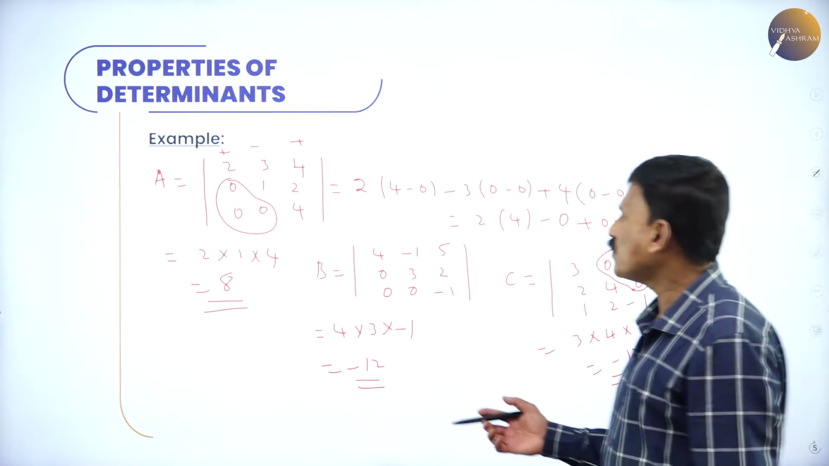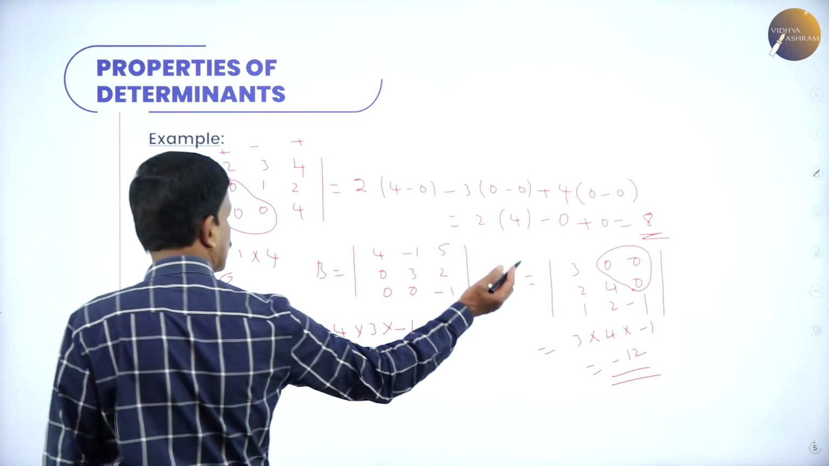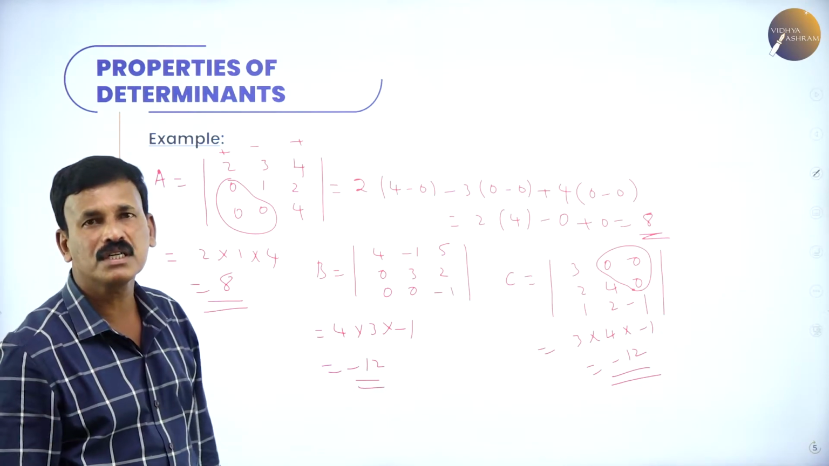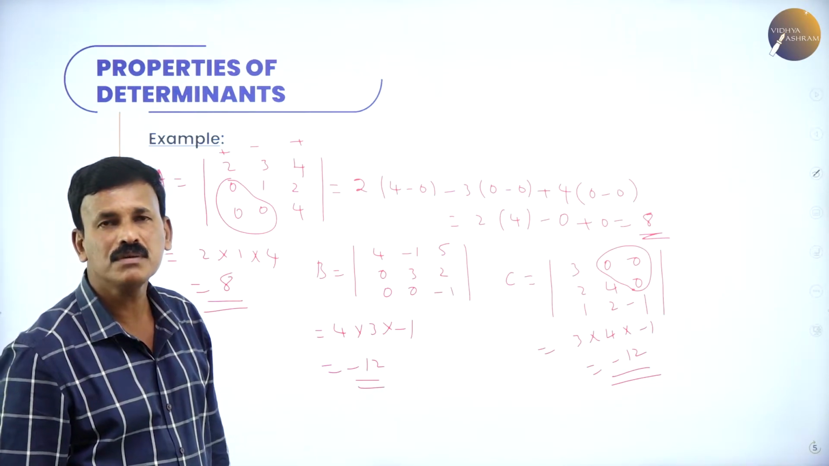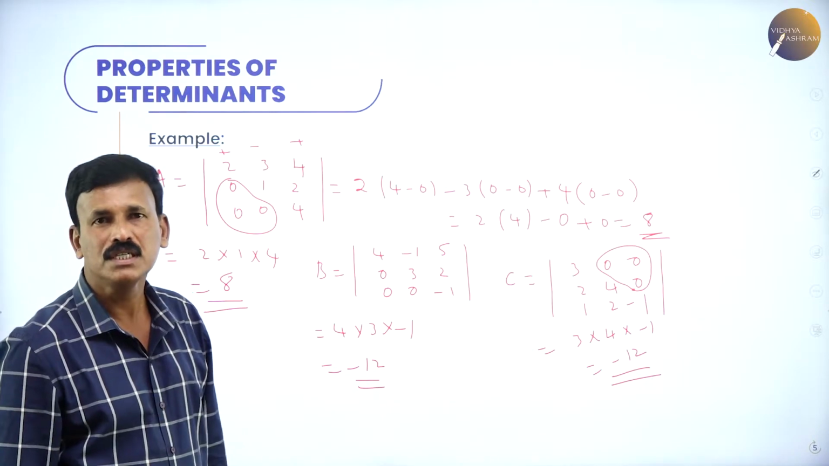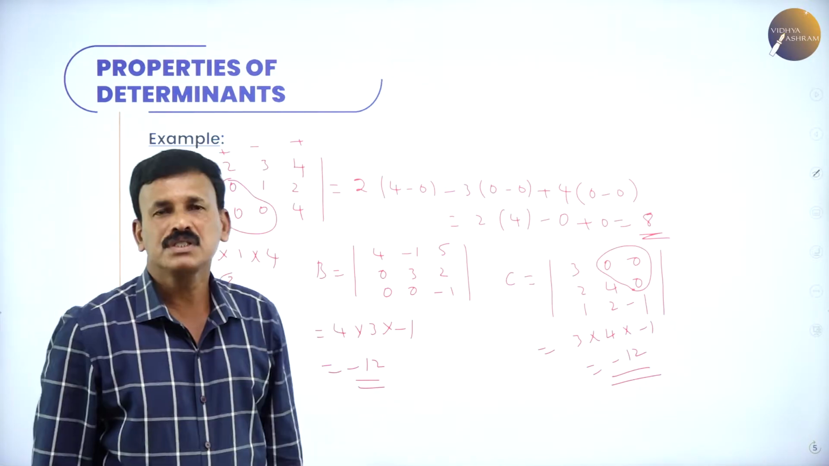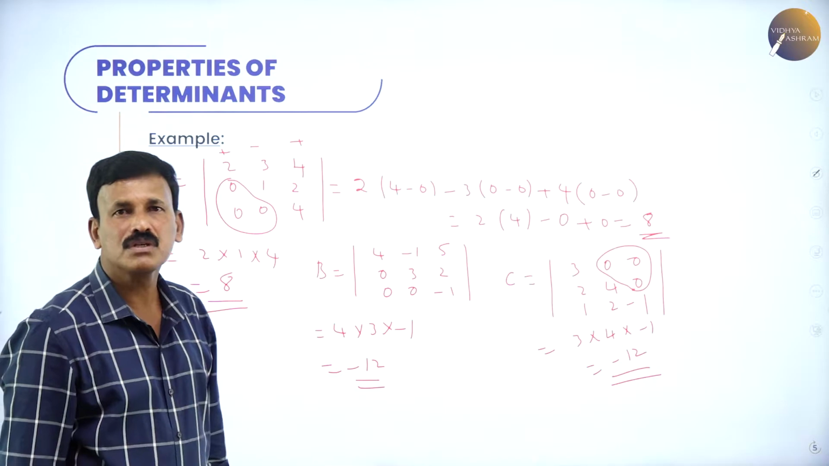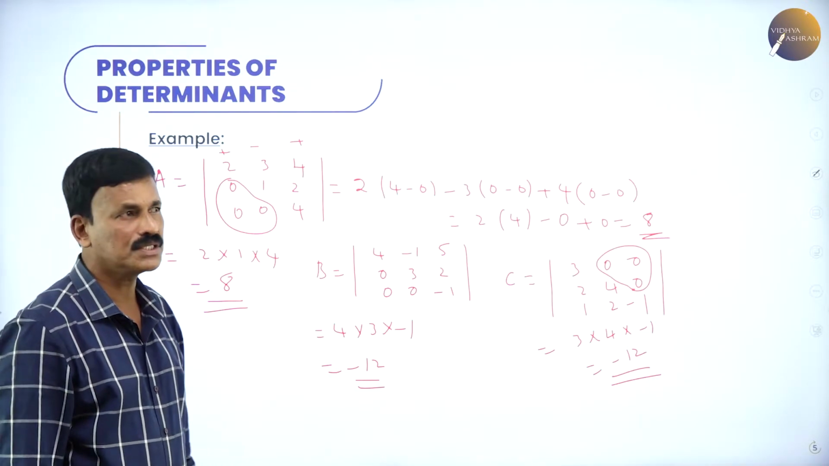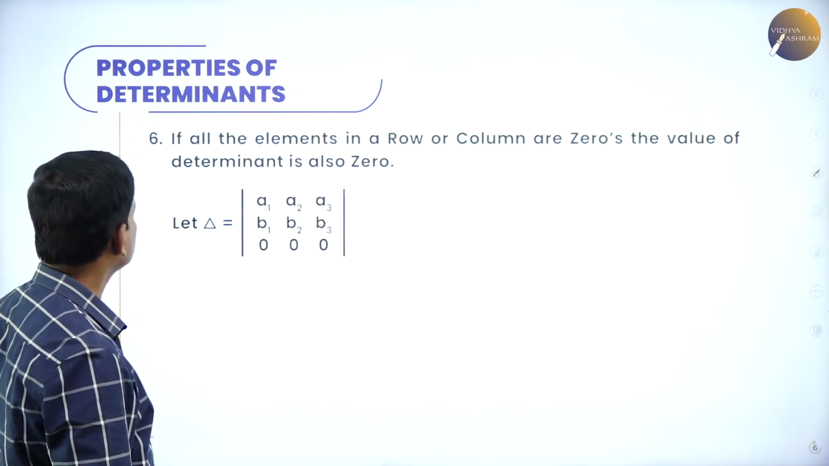So that means if all the elements above or below the principal diagonal are zeros, then the value of a determinant is equal to the product of the principal diagonal elements. Very important property. We use this type of property to solve problems on properties. Now let us come to the next property.